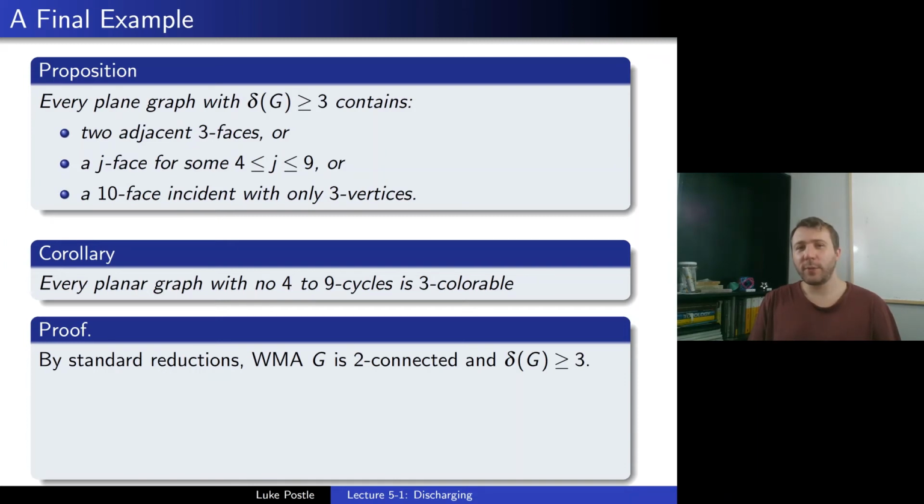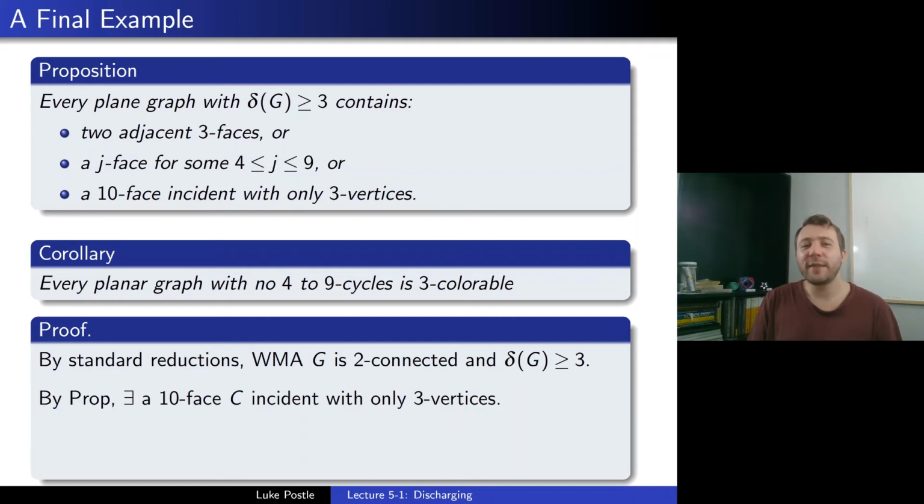Then what? Well, what do we do next? So maybe think again, maybe pause. What would be the next step? Well, it's a corollary, so we're going to use the proposition. So what do we get from the proposition? Well, the first case doesn't happen, because two adjacent three faces would be a 4 cycle. The second case doesn't happen, because those are 4 to 9 cycles. So you only get the third case, that there's a 10-face incident with only 3 vertices.